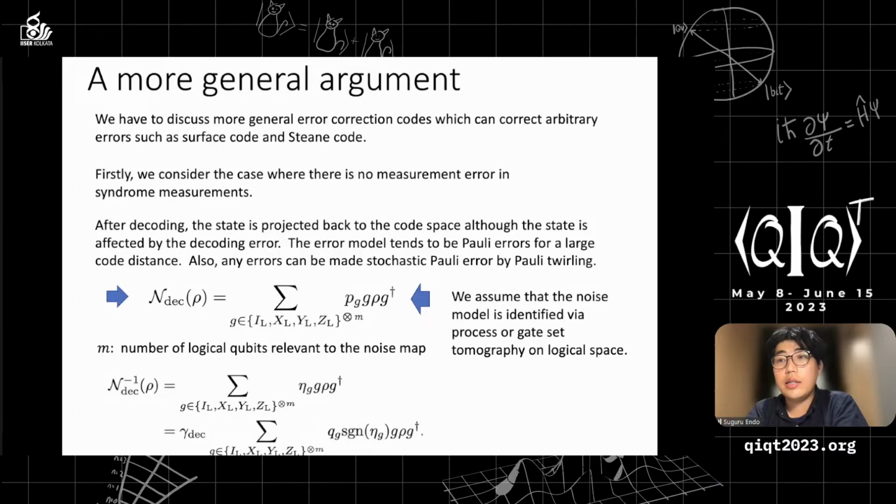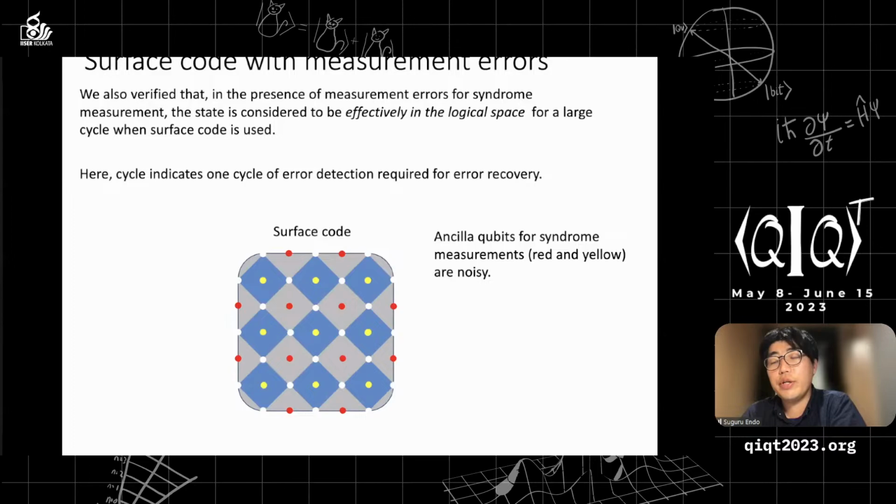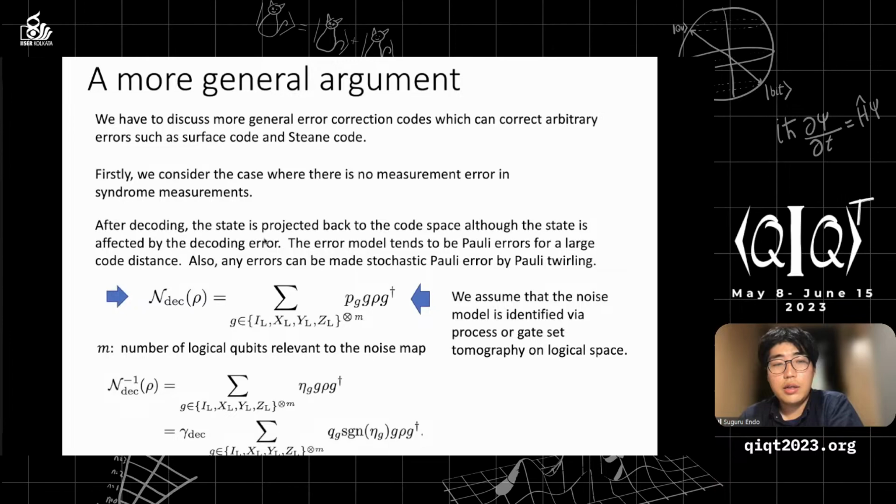This is the general case, but I ignored the noise in syndrome measurements. But we also show that even in the presence of syndrome measurement errors, the noise channel can be effectively written as this, a combination of the logical identity, X, Y, Z operations. Anyway, we can apply the inverse of the decoding error by using probabilistic error cancellation on the quantum space, and we can efficiently reduce the errors.